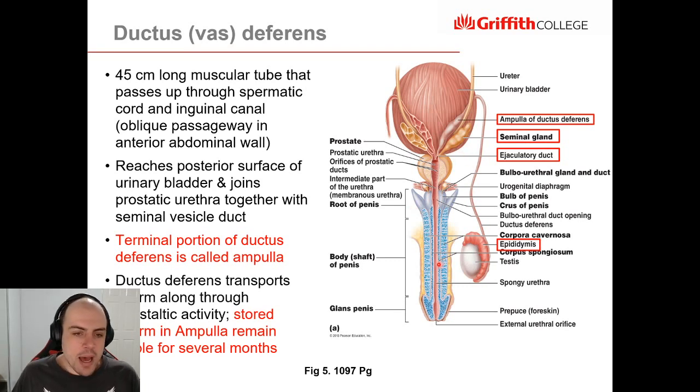Now, two other pieces of tissue here I do want to discuss are the corpora cavernosa and the corpus spongiosum. So what we're seeing here is this corpora cavernosa is a very vascularized network, this sort of spongy tissue. And what that does is that during an erection, it will engorge with blood, and this causes the hardening and expansion in size.